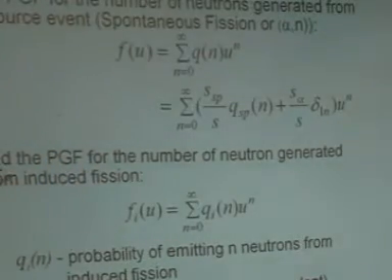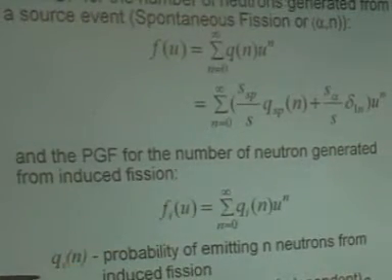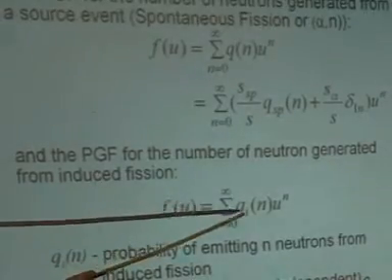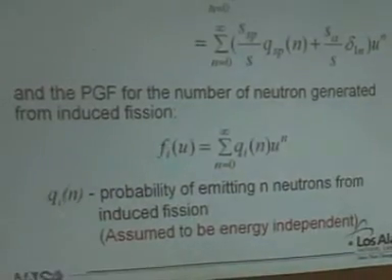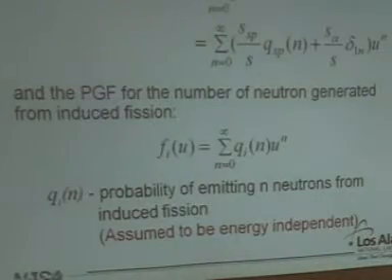We're going to do the same thing for induced fissions. We're going to call it F sub I. And we're going to do the same thing again with Q being the probability of emitting n neutrons from induced fission. Notice I don't have any type of energy term on here. I don't have any conditional probabilities. We're assuming this to be energy independent. It is just what it is for the sample. We don't consider neutron energy at all.